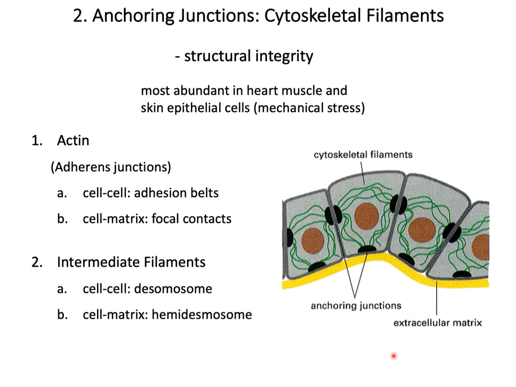So when cells interact with each other through actin, the junction is known as an adhesion belt. That's the first of the actin-based anchoring junctions. When cells interact with the extracellular matrix, again utilizing actin, these junctions are known as focal contacts. So focal contacts and adhesion belts are examples of actin-based anchoring junctions. And I should mention that actin-based anchoring junctions are sometimes referred to as adherens junctions.